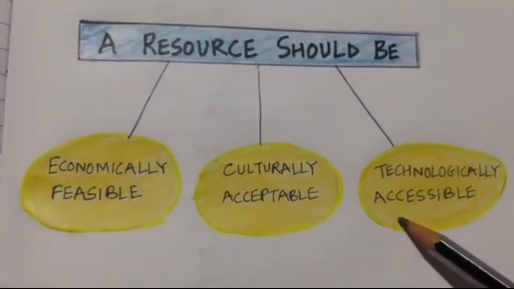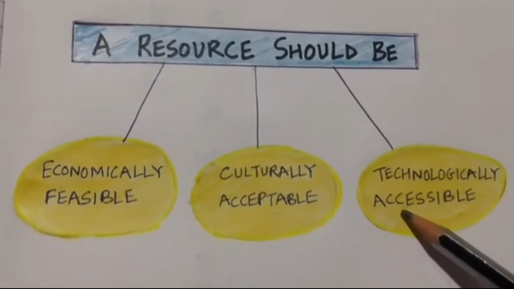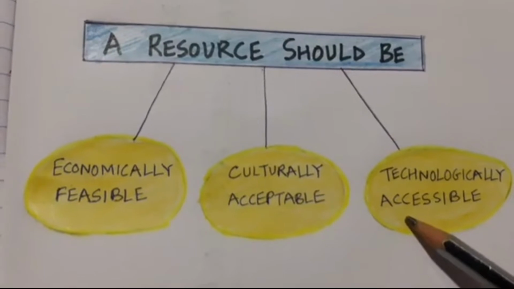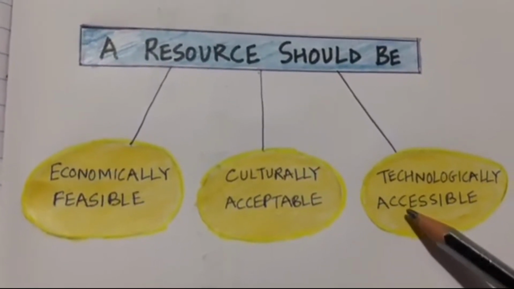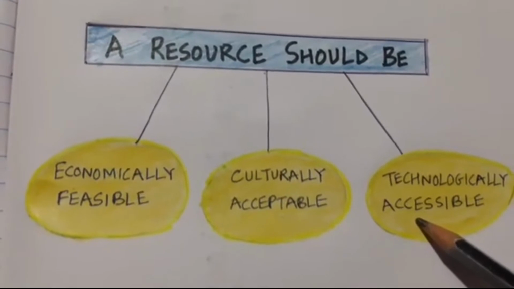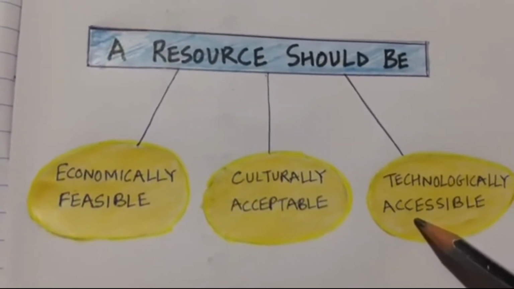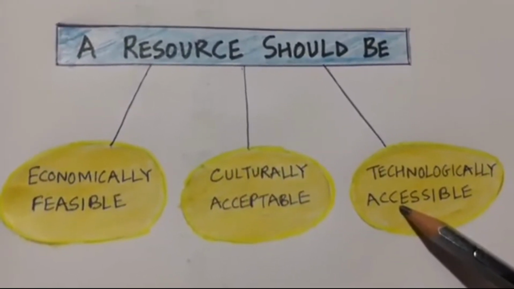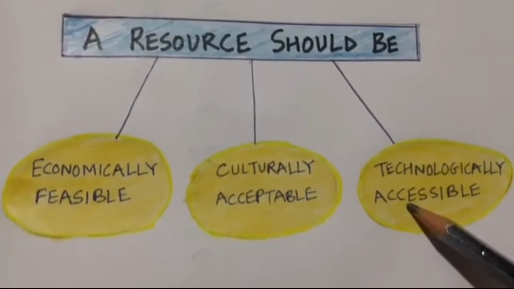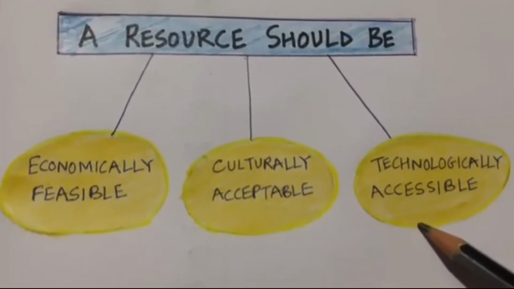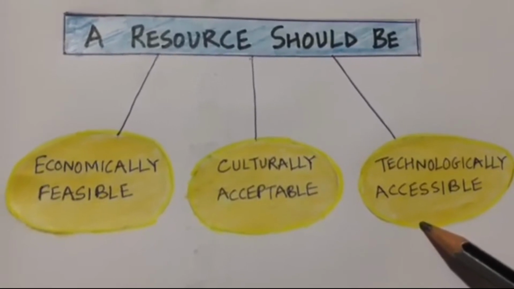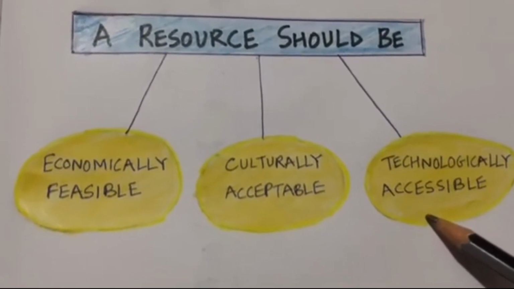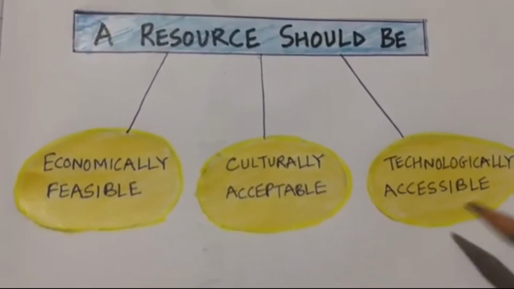Now coming to the third, a resource should be technologically accessible. Now what is the meaning of this? Let us take one example: to generate hydroelectricity. What is hydroelectricity? Electricity generated from water. To generate hydroelectricity, we require dams, shafts and generators. Without this, water cannot be a resource. So technology also is an important factor.